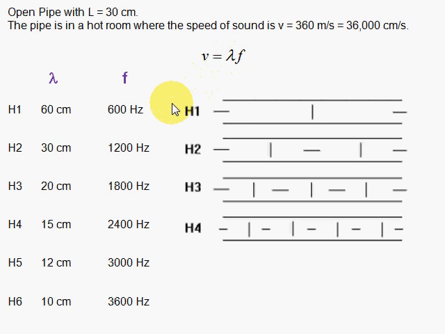Let's check some of these to make sure the products are indeed the same. Well, 60 times 600, you multiply 6 times 6 and get 36, and there's 3 zeros tacked on. That's 36,000 centimeters per second. How about this last one? 10 times 3,600. Well, that would be 36,000. That would also be the speed of sound in the hot room.